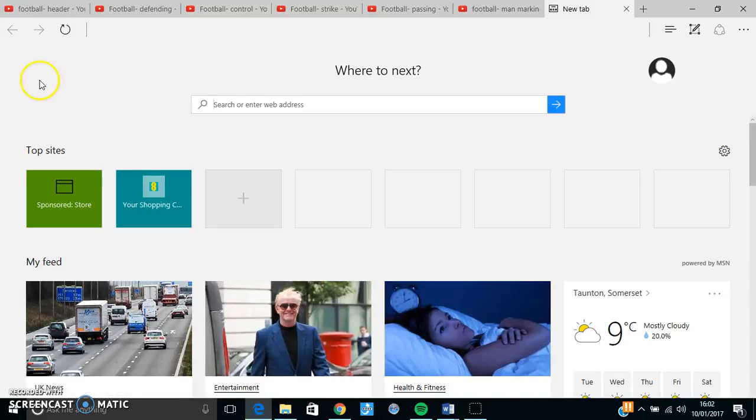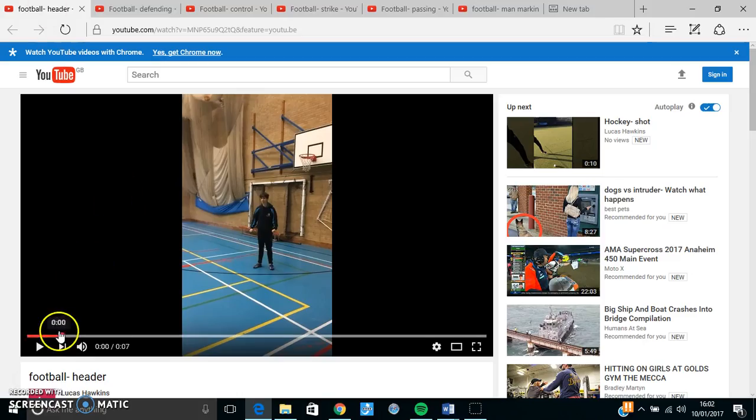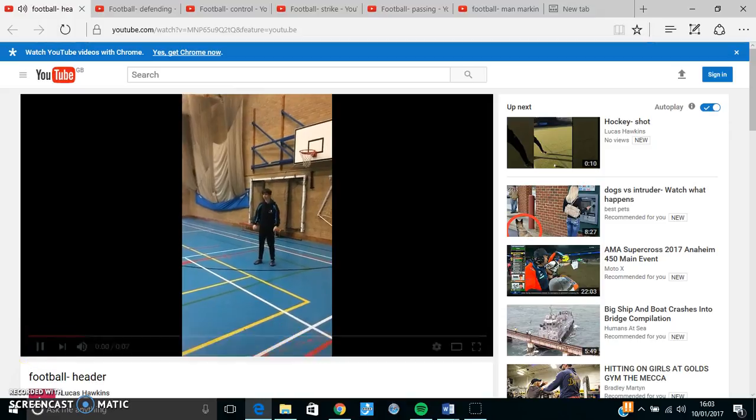I'm now going to have a look at the skills and tactics of football and techniques. First one I'm looking at is header.